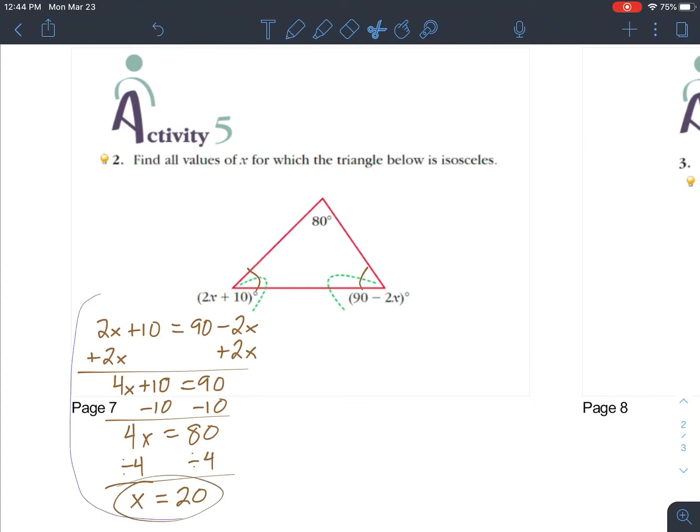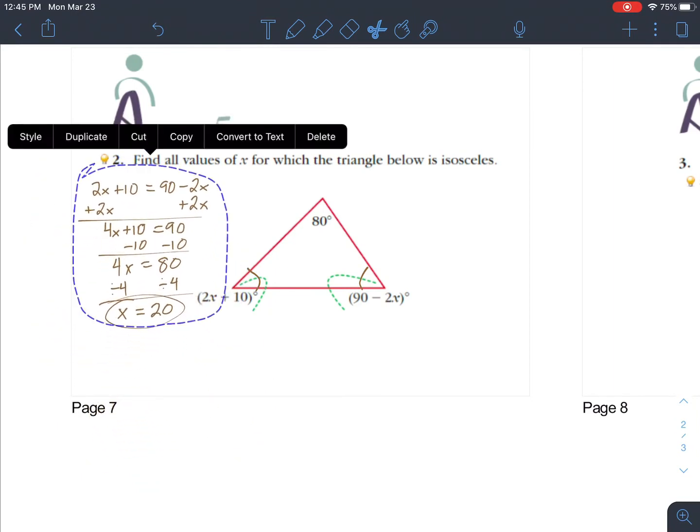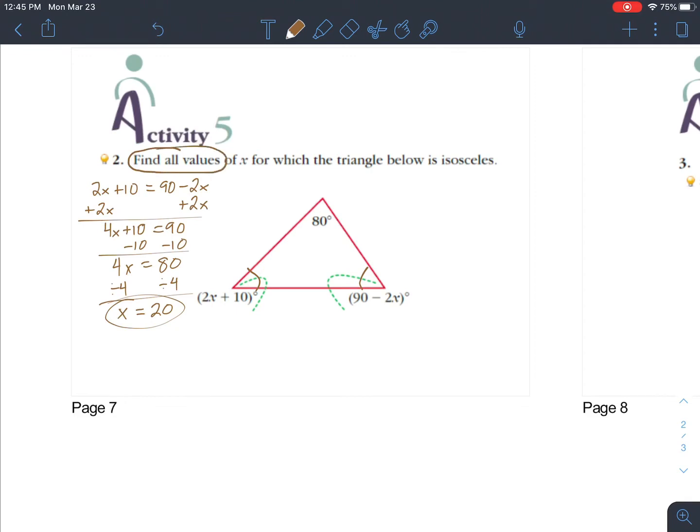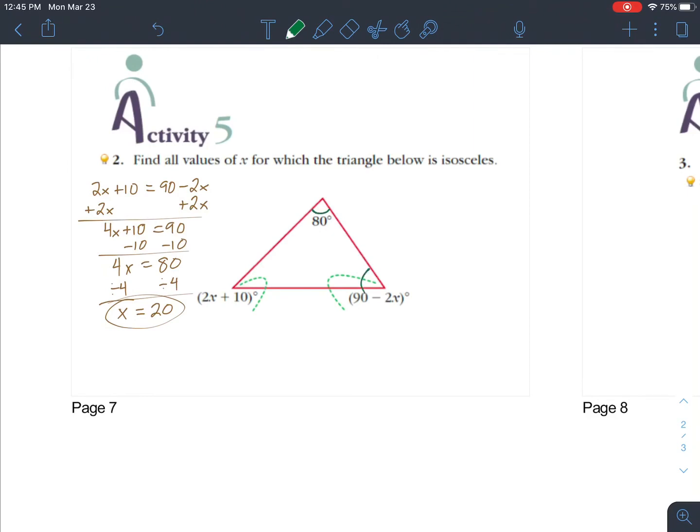Now, this question is a little tricky for us, and here's why. It gives us a hint right there. Find all values of x. So x equals 20 was just one possibility. Instead of that, what happens if those two angles were congruent to each other? So then we would have had 80 equals 90 minus 2x. In this case then, we would have subtracted 90 from both sides. Get negative 10 is equal to negative 2x. Then we'd have to divide by negative 2.